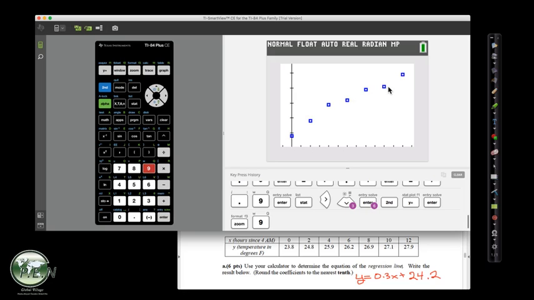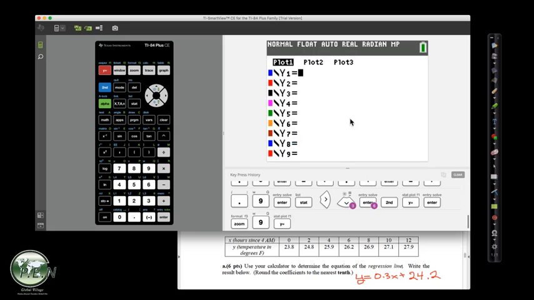It looks pretty linear. It's not a perfectly straight line. But what we've done is we found a line that will fit it very well. So I'm going to go to y equals. I'm going to enter the line that we found. So we've got our y equals, and I'm going to put 0.3. The x is from up here. Here's our variable key. There's our x plus 24.2.